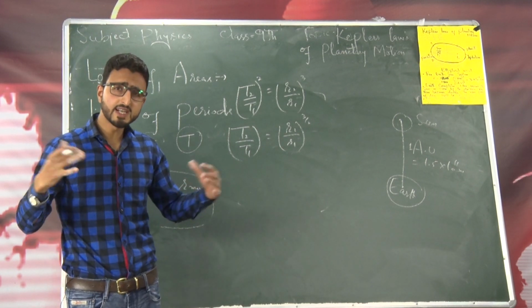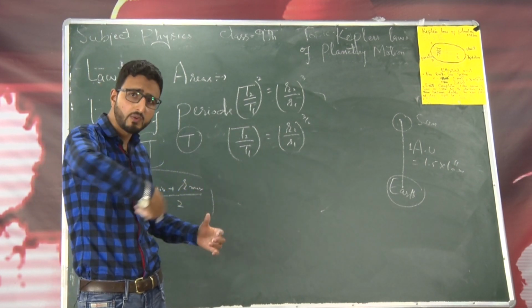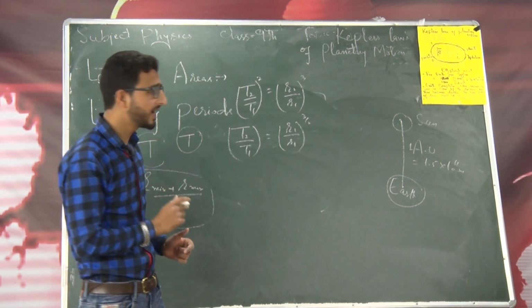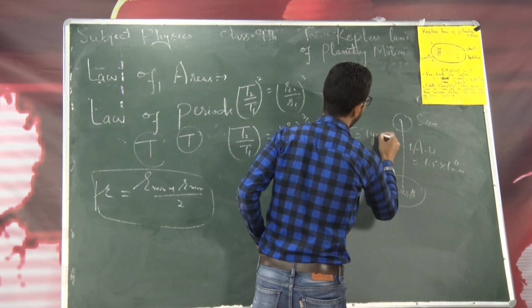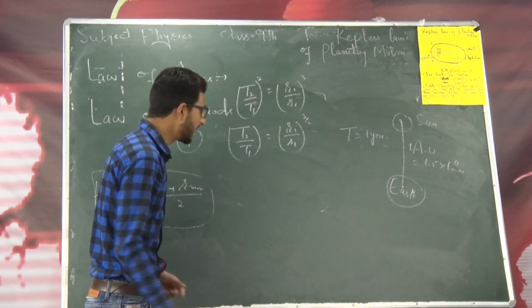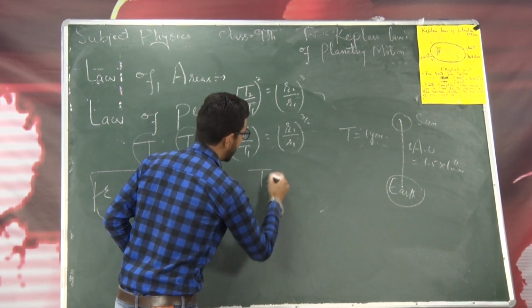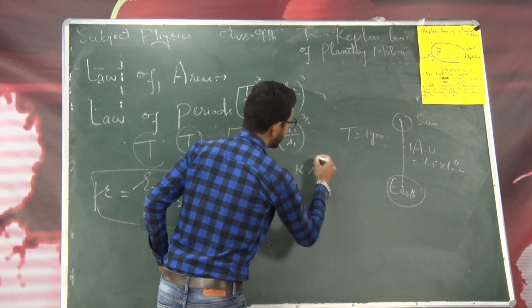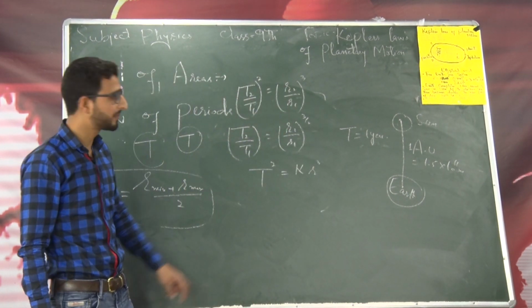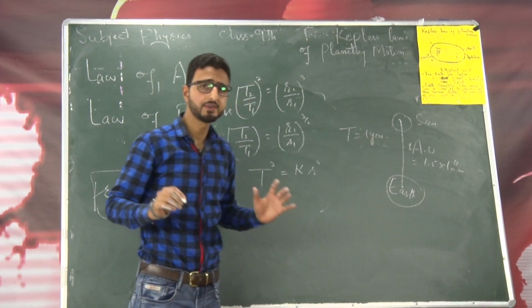By the way, what is the time taken by the Earth to complete one revolution around the sun? अभी मैंने आपको बताया T is equal to 1 year. ठीक है ना? Okay. Now, as per Kepler's third law, T square is equal to K into R cube. Let us try to find out the value of K for Earth Sun system.